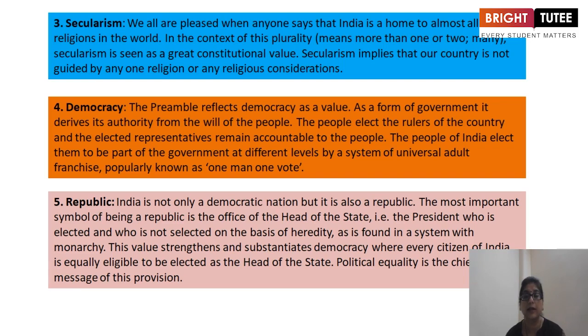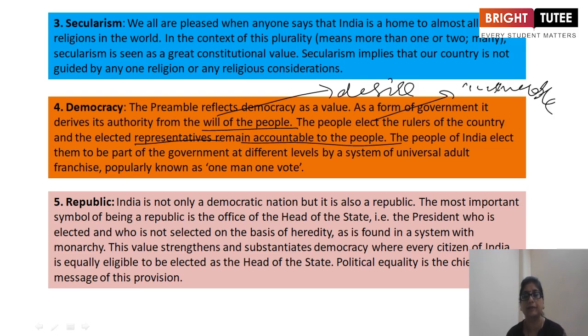And democracy. You all know that we are free to choose our own government in our own way, with our own choice. The preamble reflects democracy as a value, as a form of government. It derives its authority from the will of the people. Will of the people means the desire. What do we want? So the people elect the rulers of the country, and the elected representatives remain accountable to the people. Accountable to the people means they are answerable to us. In case we want to question them, we could.